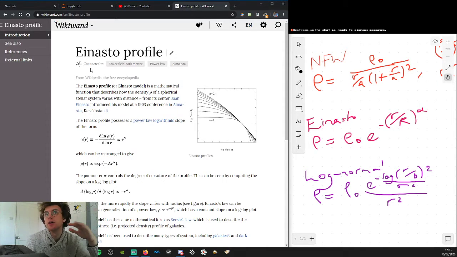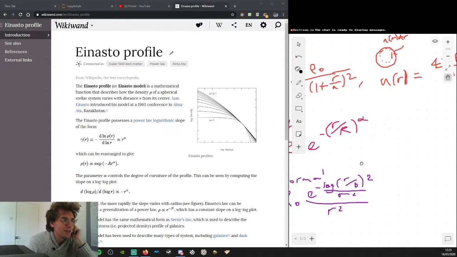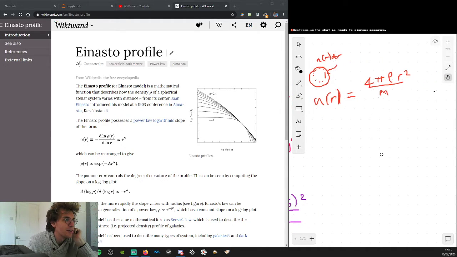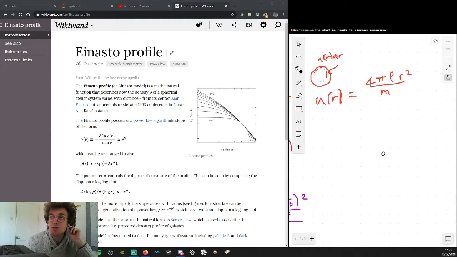And for everything we're going to be doing here, particularly because I'm going to be comparing to simulations where all the dark matter particles are the same mass, that's just a constant. Unfortunately, when I move this, this doesn't get moved. There we go.